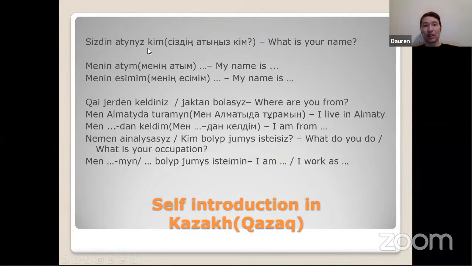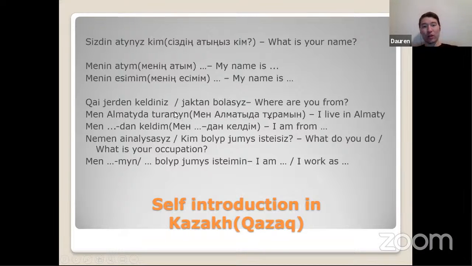So сіздің атыңыз кім? Or сіздің есіміңіз кім? Менің атым Dauren. My name is Dauren. Менің есімім Dauren. My name is Dauren. The same. And here the қай жерден келдіңіз? Or қай жақтан боласыз? The meaning is the same. Where are you from?